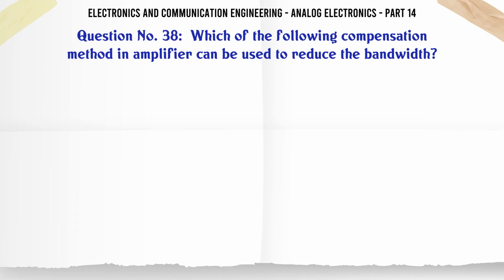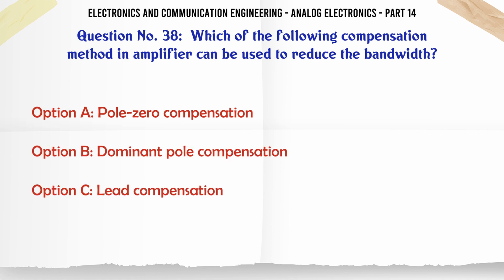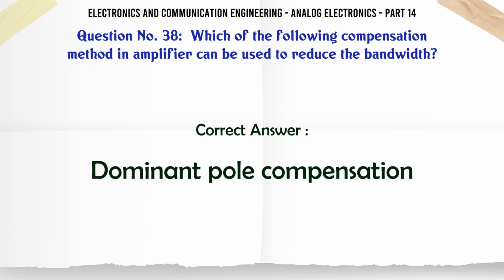Which of the following compensation methods in amplifier can be used to reduce the bandwidth? A. Pole zero compensation, B. Dominant pole compensation, C. Lead compensation, D. Any of the above. The correct answer is dominant pole compensation.